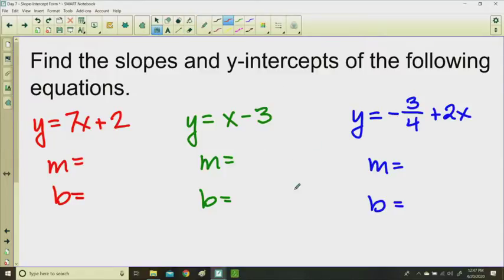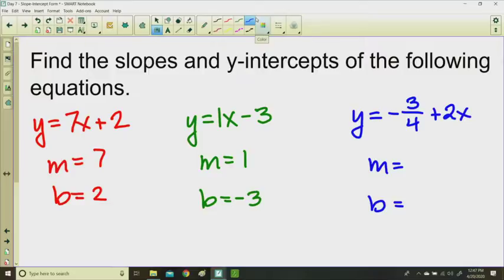Okay, so let's go through real quick. So then m, remember, in front of the x, that's going to be 7. The y-intercept is the individual number, which is just 2. This is what the equation should have been, y equals x minus 3. Now m, you saw me erase it just a second ago. But if there is no number in front of x, it's automatically going to be a 1. So you do want to remember that that's there. My slope is going to be 1. My y-intercept is going to be negative 3.